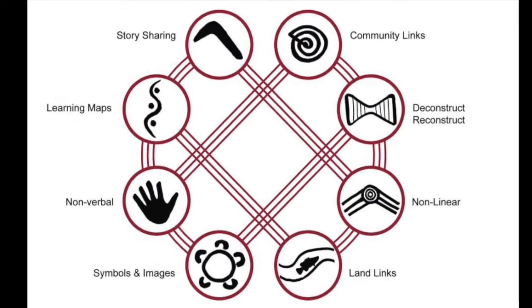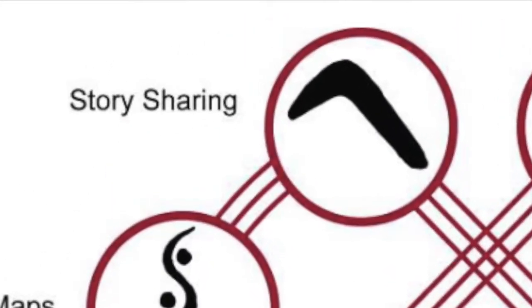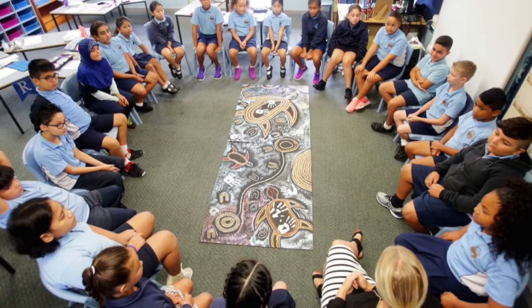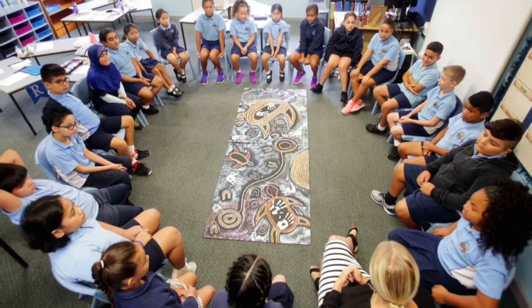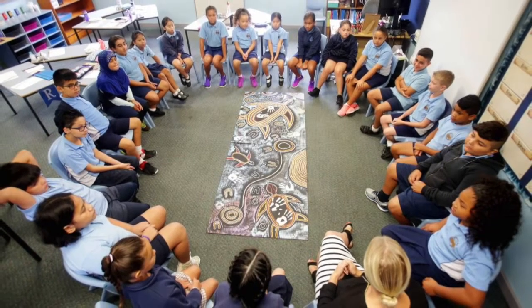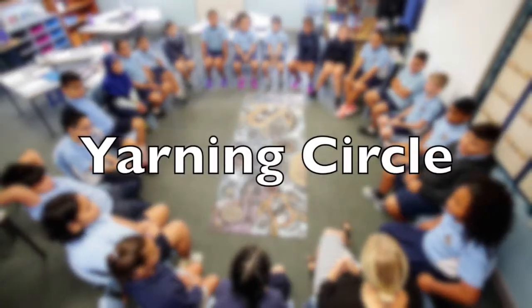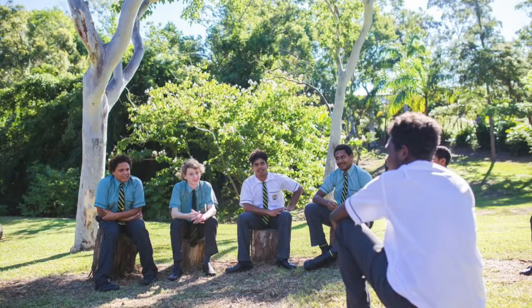The first approach to be applied will be story sharing. This approach can be most effective as a diagnostic tool at the beginning of a teaching unit to determine students' prior knowledge and experiences within a topic. In the context being discussed today, students are encouraged to create a yarning circle, preferably in an open space outside of the classroom, to stimulate a more open discussion.